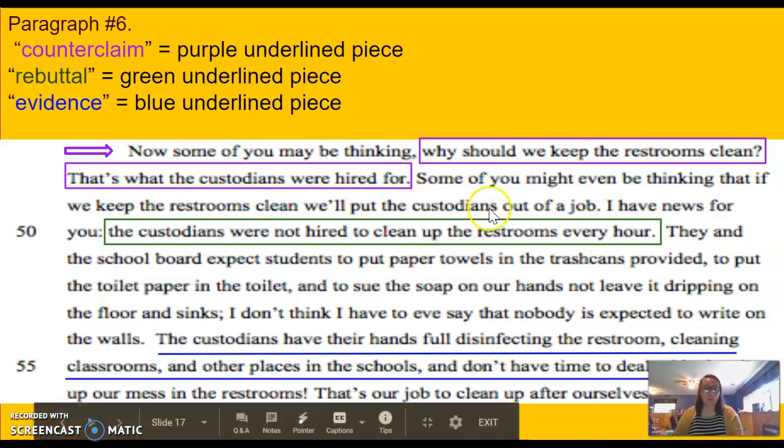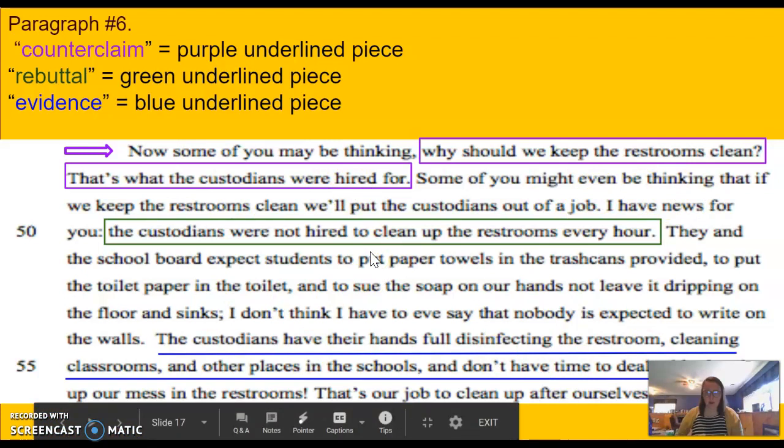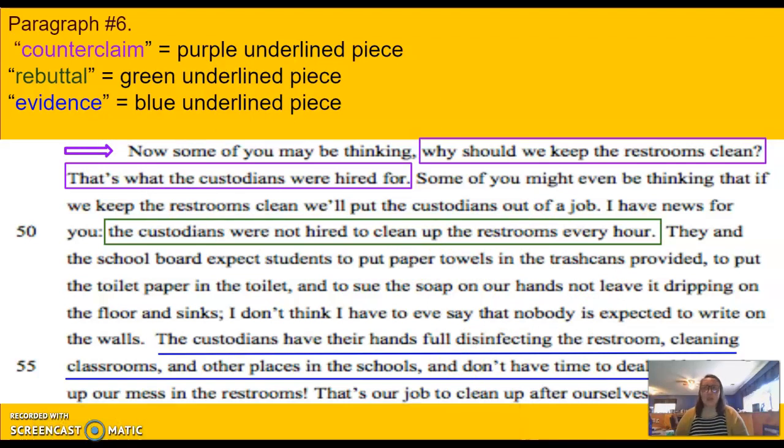So it'll always go like this: counterclaim, with that trigger phrase, some of you might be thinking, some people in the world may say, people have proven that. But what you do to really prove your point in this type of paragraph is come in with your rebuttal and some good evidence to back it up. And we will talk more about this when you write your essay, because it's probably something that you aren't as familiar with as you are with writing traditional paragraphs.